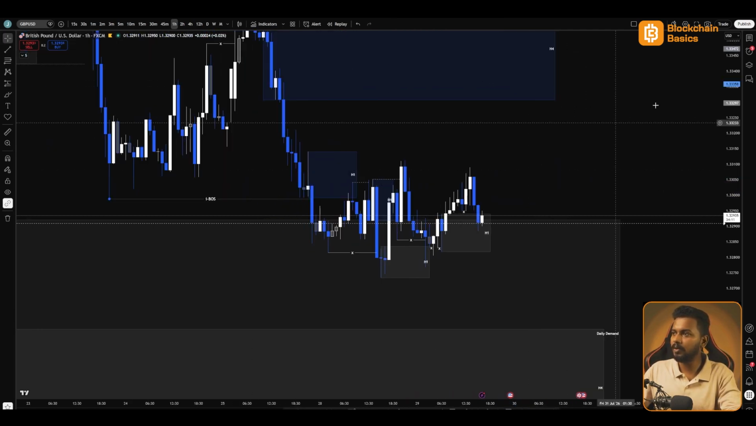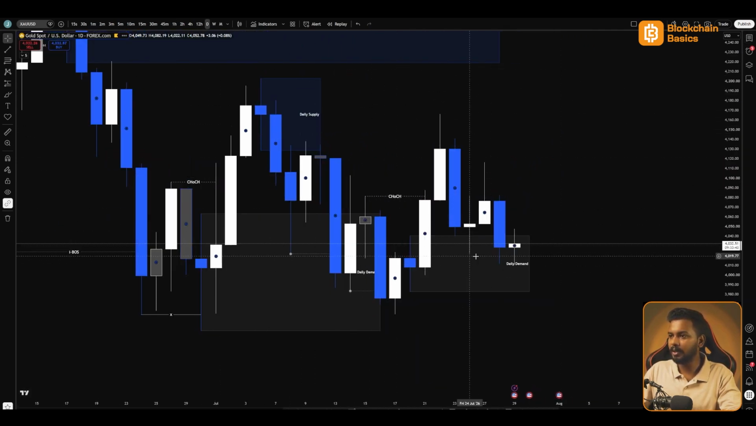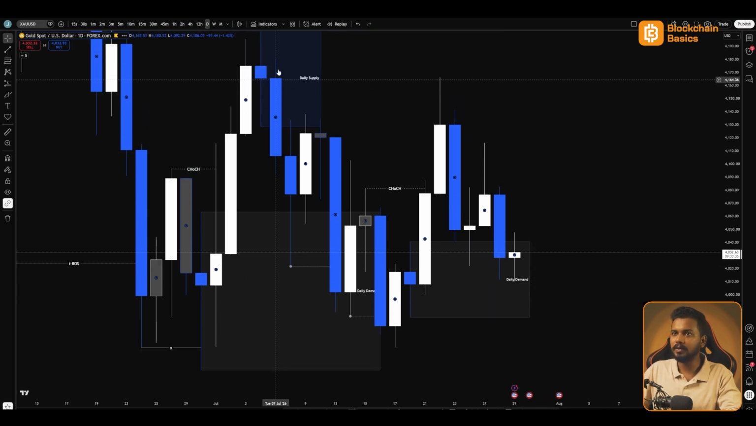So let's quickly look at gold now. On gold, looking at the recent price action, after this change of character, price came into this daily demand. This daily demand's first mitigation failed to push price to the upside. Price came back again, swept these lows, and we are reacting from here. So from yesterday we are in the same area.